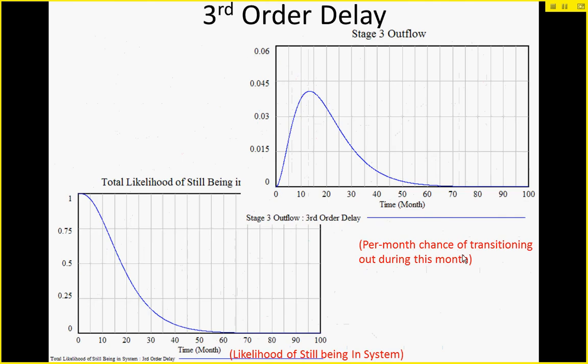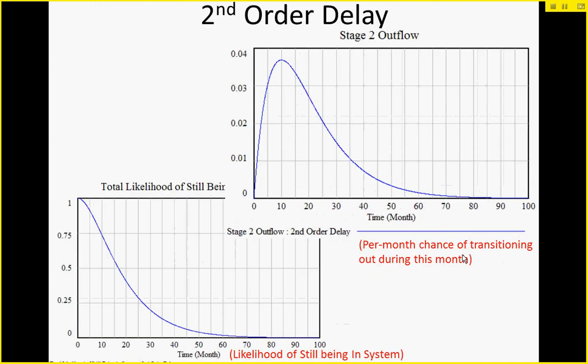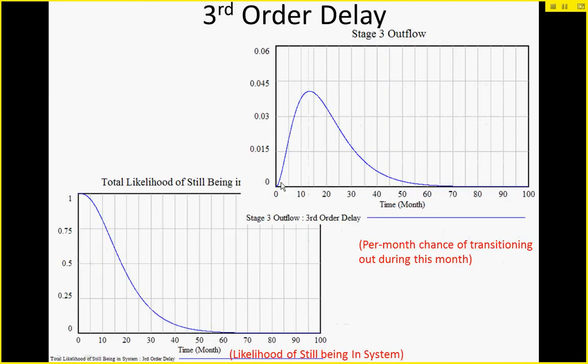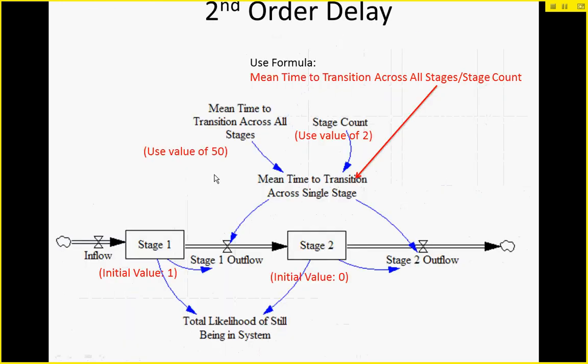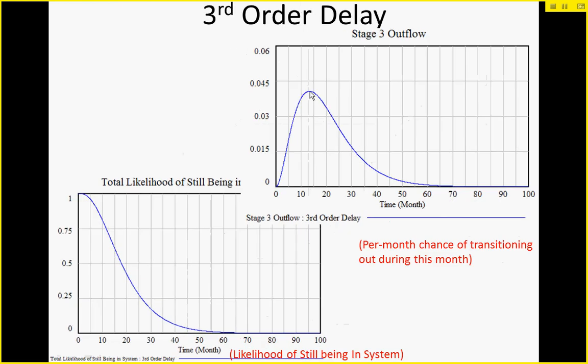Now we actually have a bit of a... So this last one, a second order delay, started rising very sharply in the outflow. And the third order delay actually starts more gradual and then rises gradually and then sort of peaks. And you'll notice this peak. Where was the peak for the first order delay? Riddle me that. This peak is out here. We have a mean time of 50 to go across the entire system, 50, in all of these. The peak of the outflow is at about 13. Where was the peak for the first order delay?